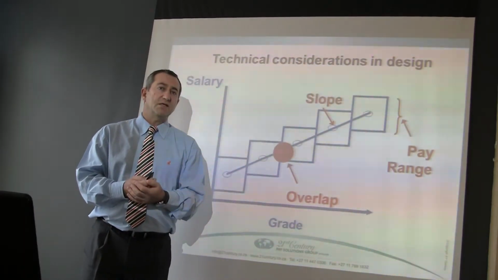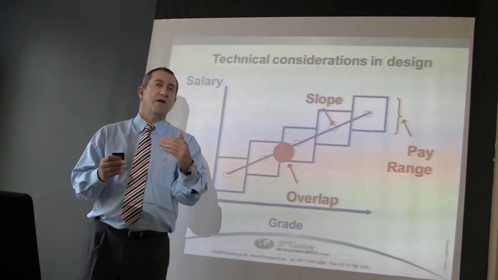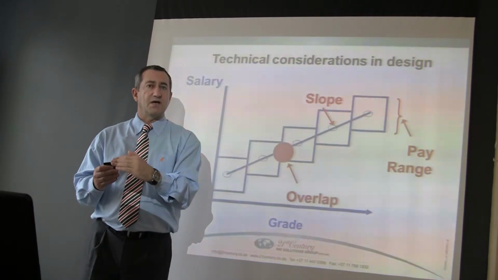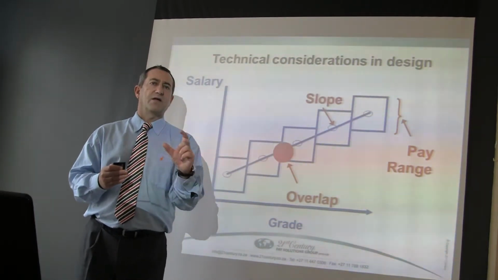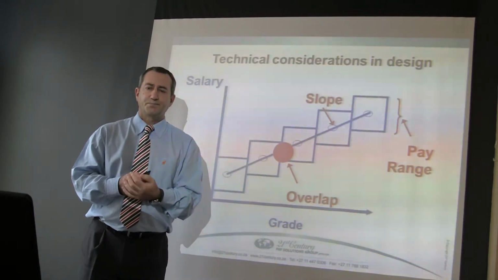The overlap is a bit less. It's normally 10 to 30% overlap, where the maximum of the lower grade is more than the minimum of the higher grade, and that's to create movement, seamless movement when one's being promoted.